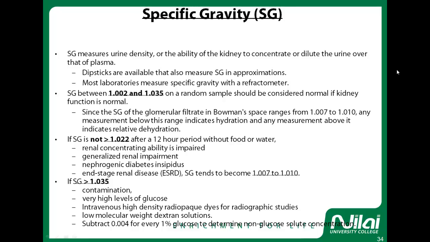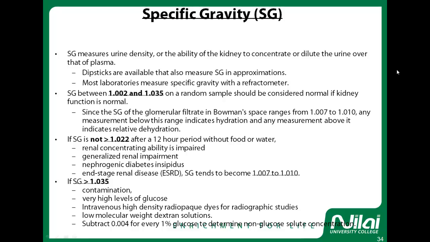Specific gravity measures urine density, or the ability of the kidney to concentrate or dilute the urine over that of plasma. Test strips are available that also measure it as an approximation. Most laboratories measure specific gravity with a refractometer. A value between 1.002 and 1.035 on a random sample should be considered normal if kidney function is normal, since the SG of the glomerular filtrate in Bowman's space ranges from 1.007 to 1.010. A measurement below this range indicates hydration, and any measurement above indicates relative dehydration.